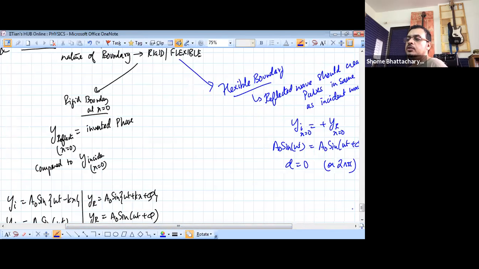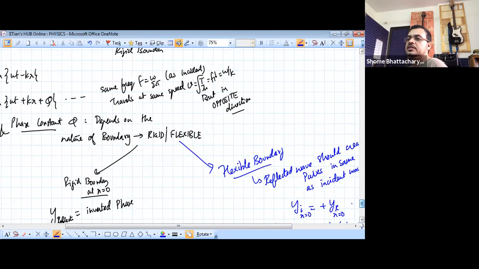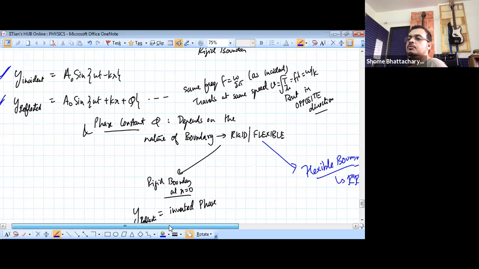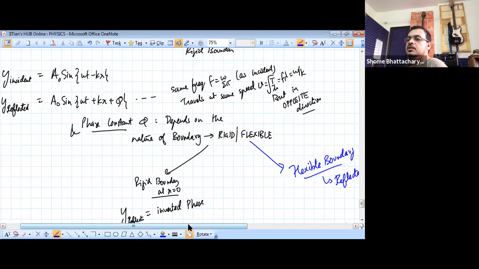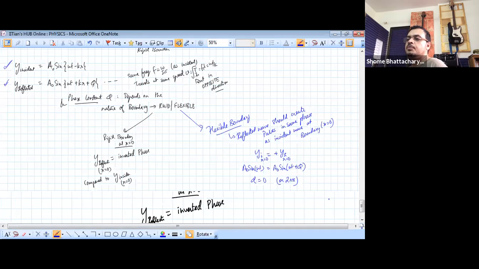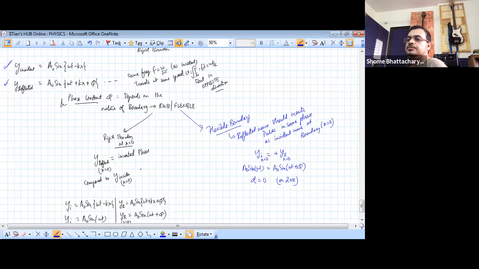when a sinusoidal wave is incident on some kind of boundary. If a sinusoidal wave is incident on a boundary traveling along the positive x direction, the wave equation is like this. Then the reflected wave will be traveling along the negative x direction. So the equation will be like this, but with a phase constant phi. So that phase constant will depend on whether the boundary is rigid or flexible. If it is a rigid boundary, then according to this it is going to give a phase constant of pi, because there is phase inversion. If it is a flexible boundary, then it is going to give 0 phase constant, because there is no phase inversion, or 0 is equal to 2n pi.